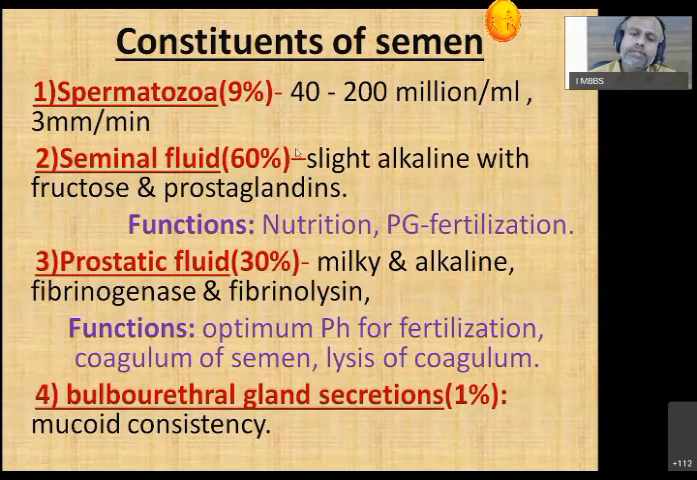Seminal fluid, 60% contribution. We learned in the last lecture that the seminal vesicles contribute 60%. They provide nutrition to the sperm by the presence of fructose, and the prostaglandin causes contraction of uterine musculature. Prostatic fluid 30%, containing fibrinogenase and fibrinolysin. And the bulbourethral gland, a pea-shaped structure at the base of the penis, 1%, lubricates the urethra and the glans penis before ejaculation.